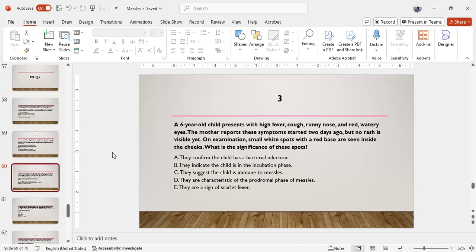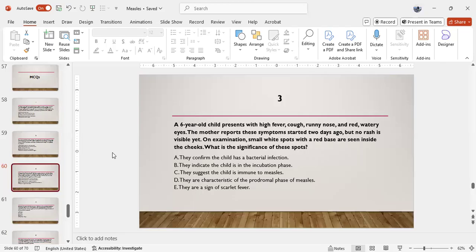A. They confirm the child has a bacterial infection. B. They indicate the child is in the incubation phase. C. They suggest the child is immune to measles. D. They are characteristic of the prodromal phase of measles. Or E. They are the sign of scarlet fever.